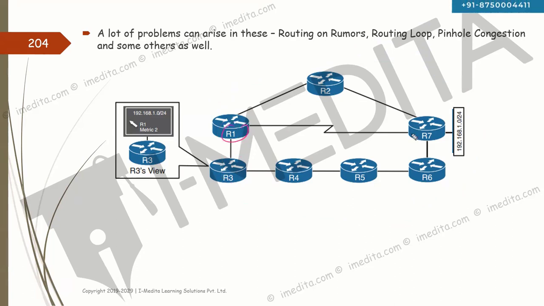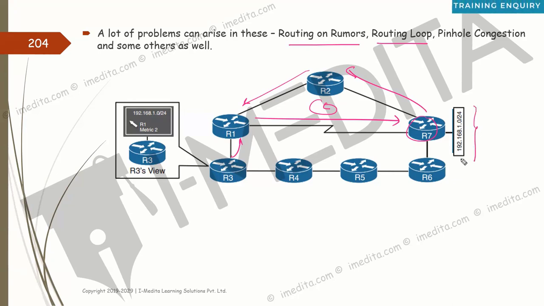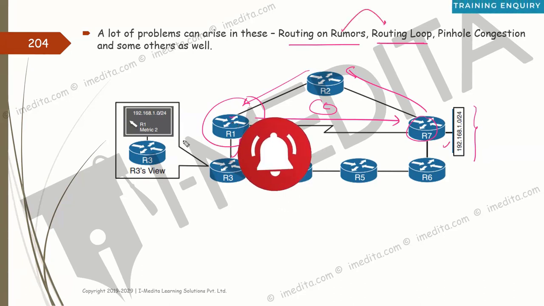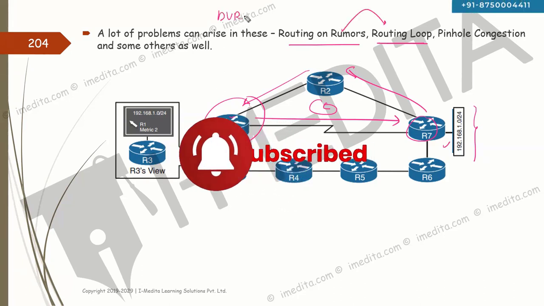If the neighbor router says that to go to this destination, I can take you there, you are going to send all the packets there. There could be a chance where router 7 can send a packet to router 2, router 2 can send a packet to router 1, and the packet might get stuck in the loop. Just because you did not validate whether the neighbor can actually take you to the destination or not, you have not done any sort of verification regarding the same. So because of routing on rumors, routing loops might occur in distance vector routing protocols.